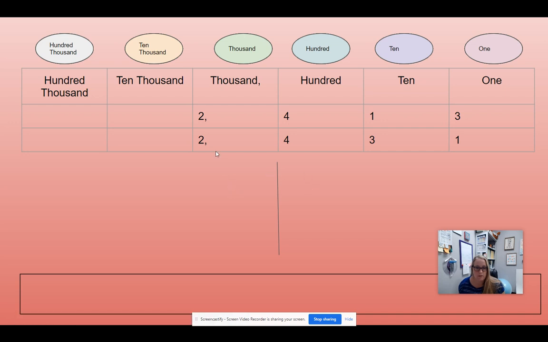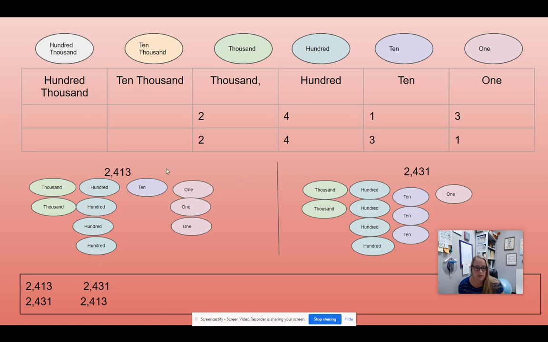Now you will notice that there are two numbers. I have placed them in a place value chart just to help keep it organized. You will also see on top of the place value chart that there are place value discs. Now remember, we used these last week, and they are a way for us to do a visual to help us see the value of a number. So the first two numbers we're going to compare are 2,413 and 2,431. So the first thing I'm going to do is build those numbers with my place value discs. When I do, it will look like this.